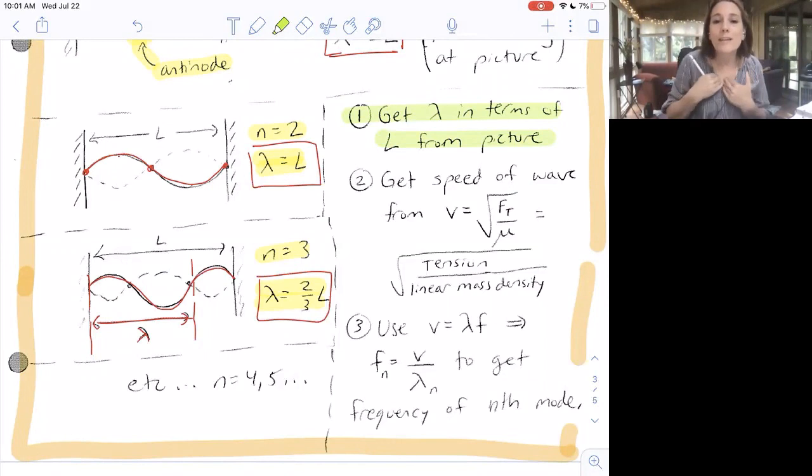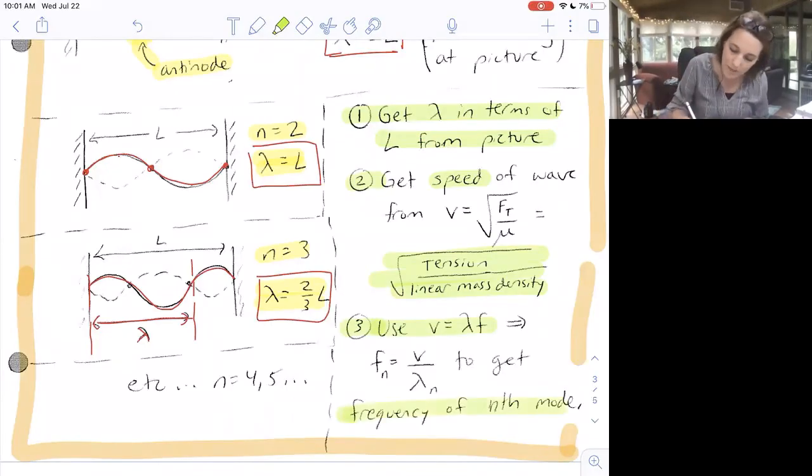Then remember that we can get the speed of a wave on a string. The speed for a wave on a string is the square root of tension divided by linear mass density. And the third key part is that we're going to use v equals lambda f. And that'll allow us to get the frequency of a particular mode by combining all of these things.